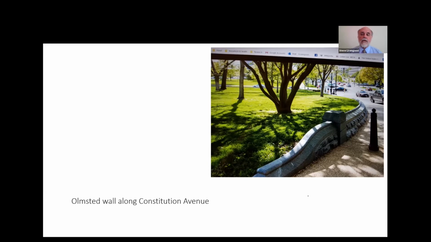So rather than put up "keep off the grass" signs, he makes the wall just high enough that you don't want to have to climb over it. So this is Olmsted's subtle way of telling you to keep off the grass without actually forcing you to keep off the grass. Not nearly as much of a sense of a barricade.